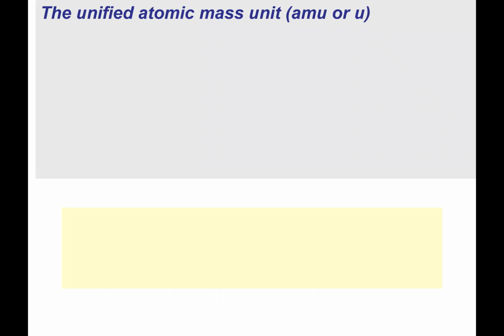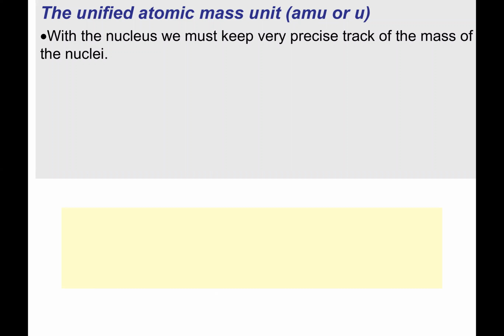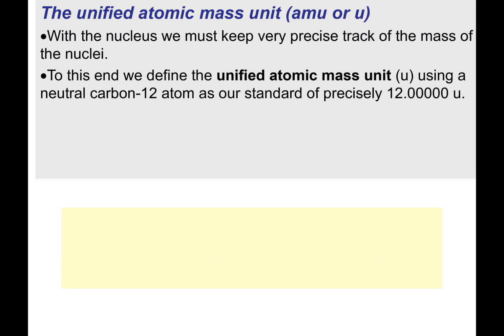Okay, let's first talk about the unified atomic mass unit. When we're talking about nuclear masses and nuclear reactions, we have to keep very precise track of the masses. So physicists established an atomic mass unit a long time ago. We use the neutral carbon-12 atom as our standard, and we say that it's precisely 12 AMUs, atomic mass units.